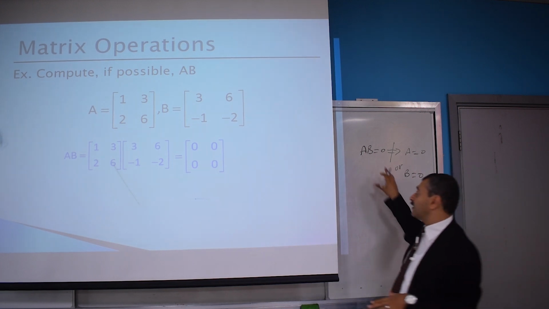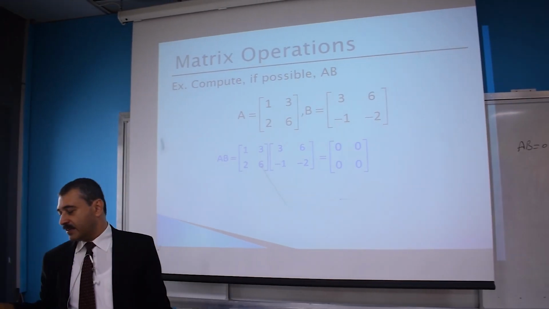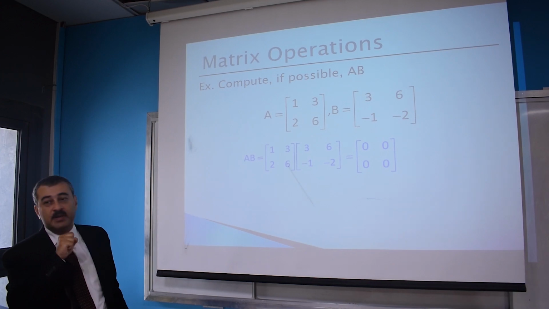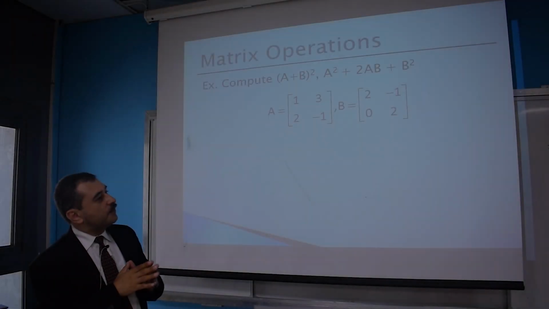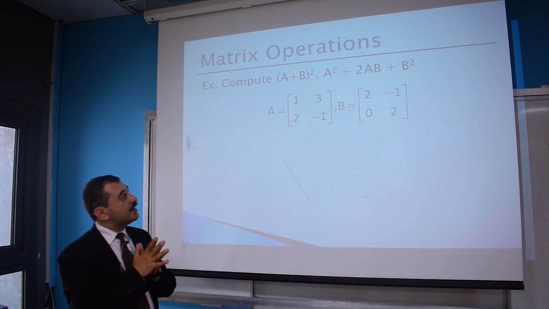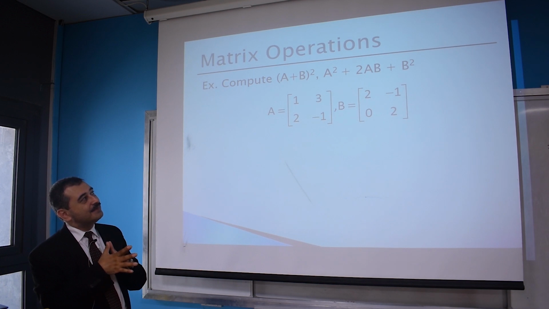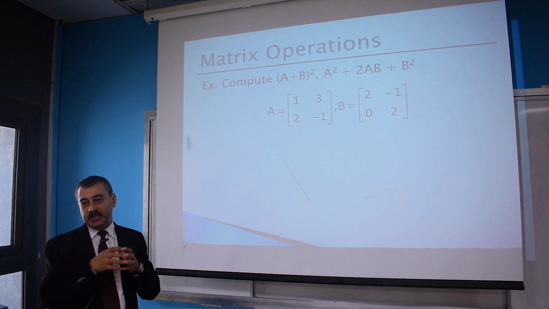Okay? We'll see later on what is the condition on A and B to have the case of one of them must be 0. For this example, I have A and B, and I want to find these guys: (A plus B) power 2, and A squared plus 2AB plus B squared.